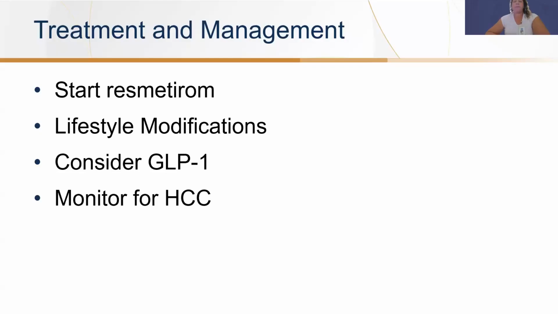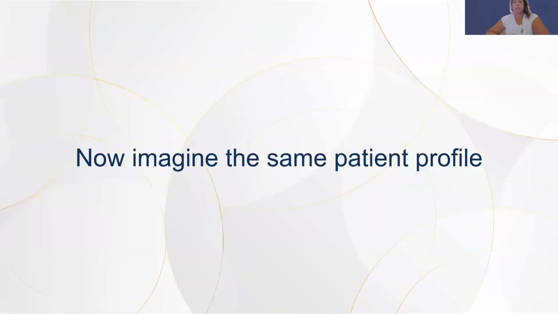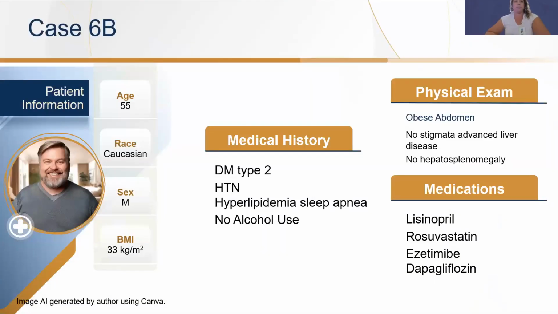So when we have people with advanced fibrosis, especially stage 3, there is some data and suggestions that those people should be monitored for HCC screening. And that's because we know that that may occur even in patients who are not cirrhotic. So now let's talk about the same exact patient, but with a different profile.